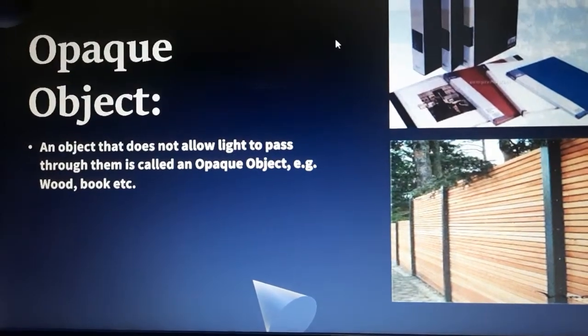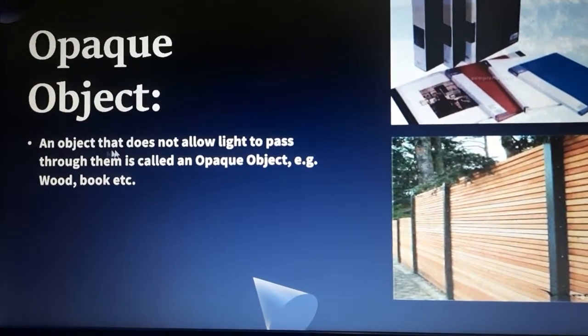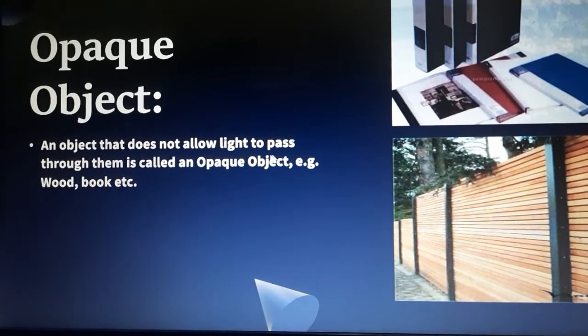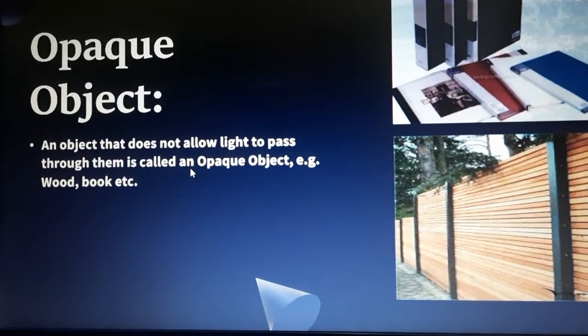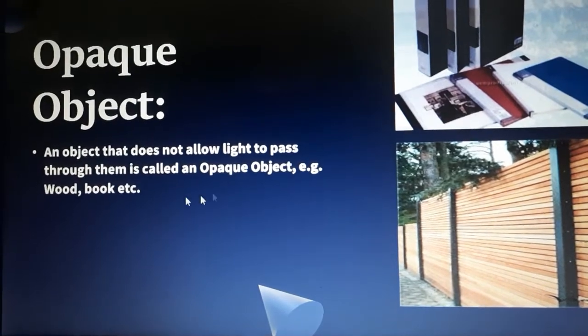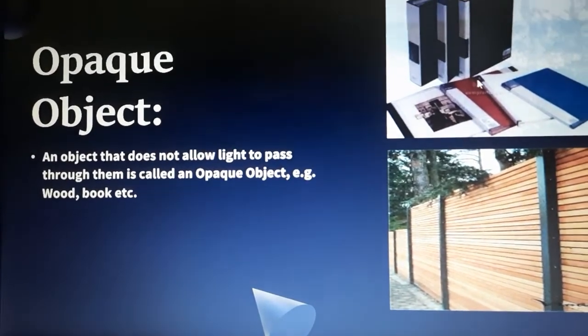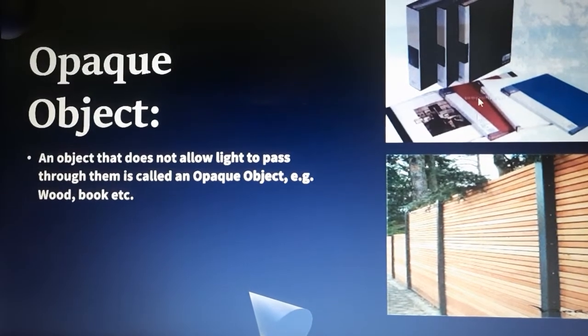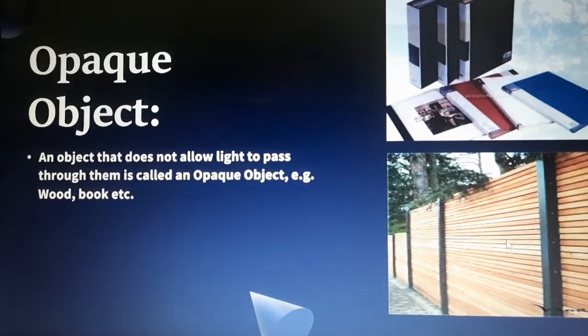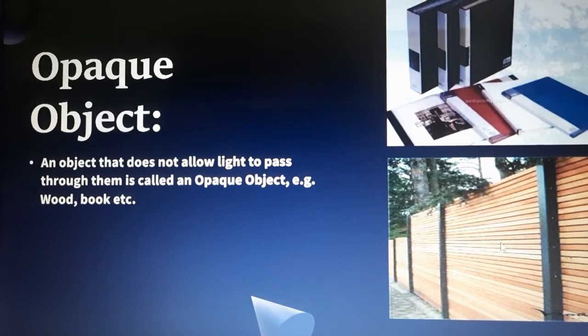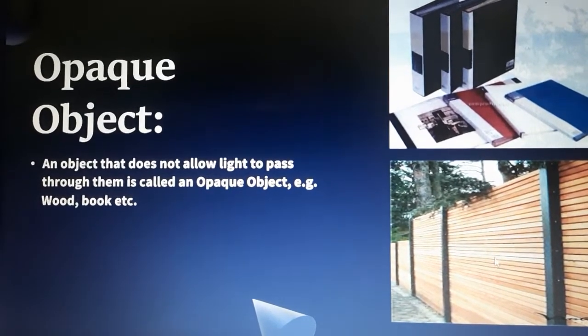The next is opaque object. An object that does not allow light to pass through them is called an opaque object. Example, wood, book, etc. So here you can see book or wood. These do not allow light to pass through them at all. Therefore, we cannot see through them at all.